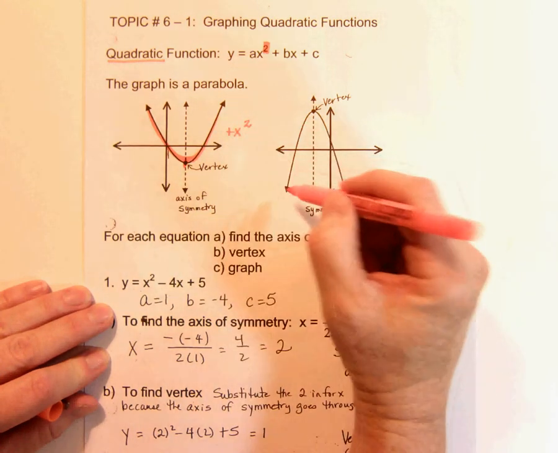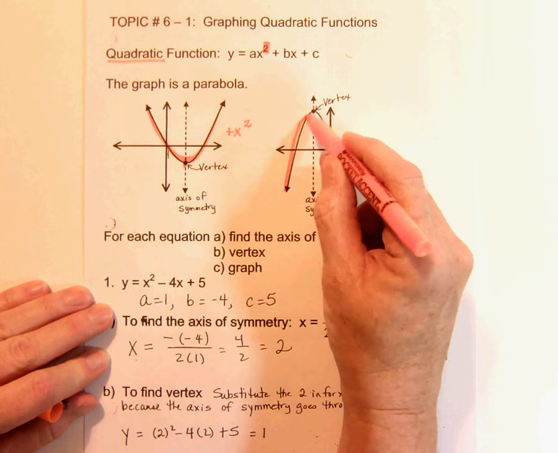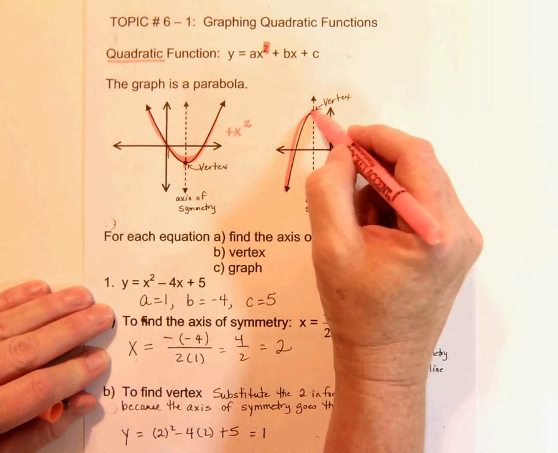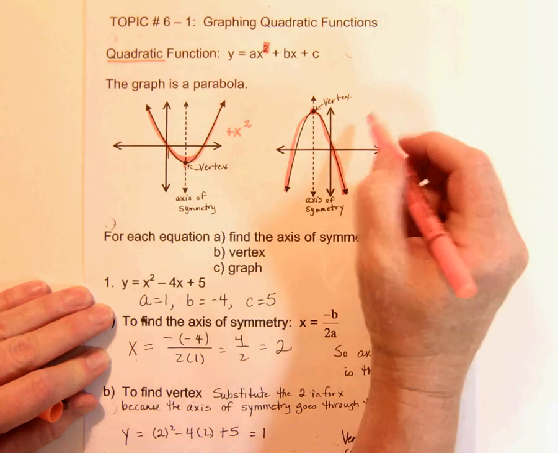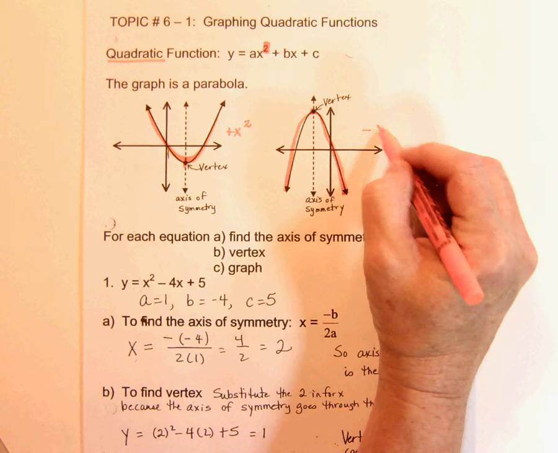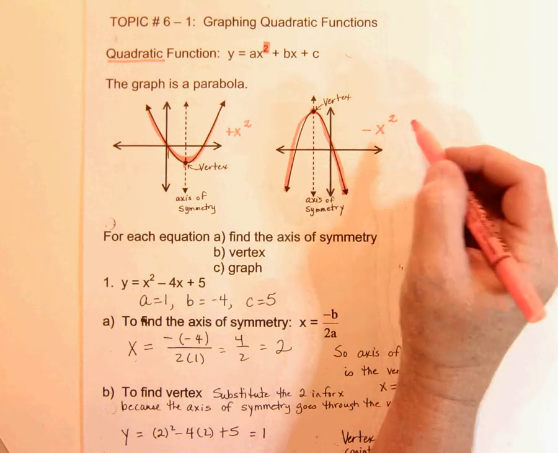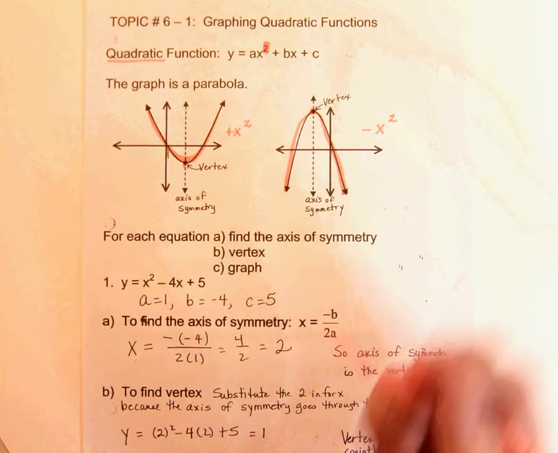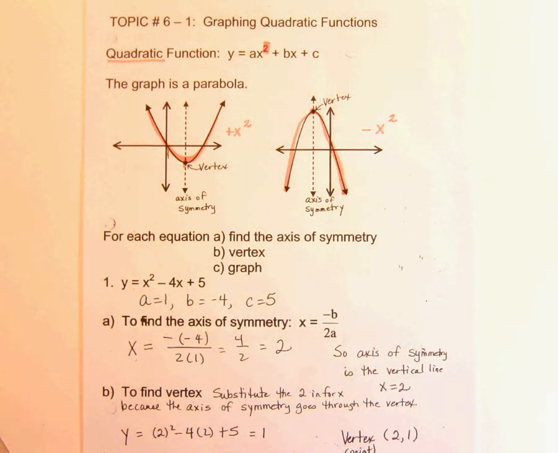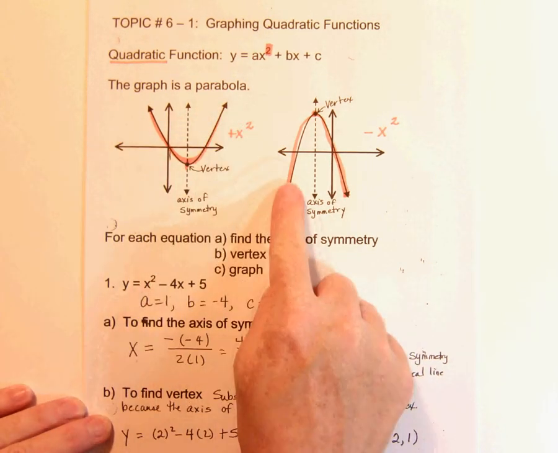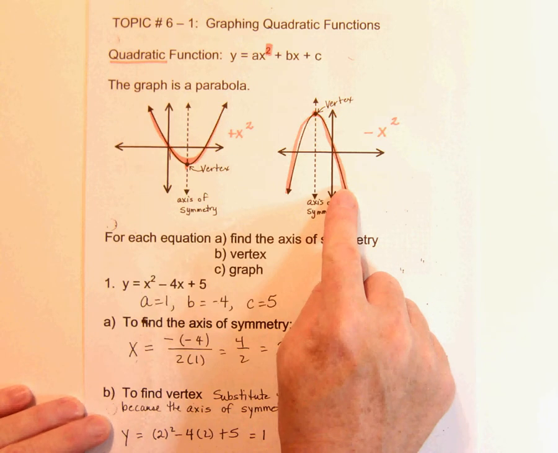If you see a parabola that goes this direction with its vertex at the top, that is an example of an equation with a negative x squared. So whatever coefficient is in front of your x squared, if it's positive, the parabola will go this direction, and if it's negative, it's going to go this direction.